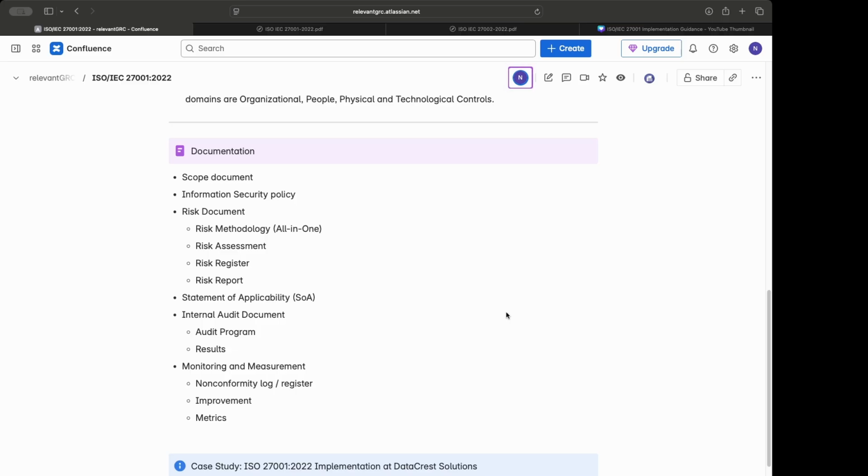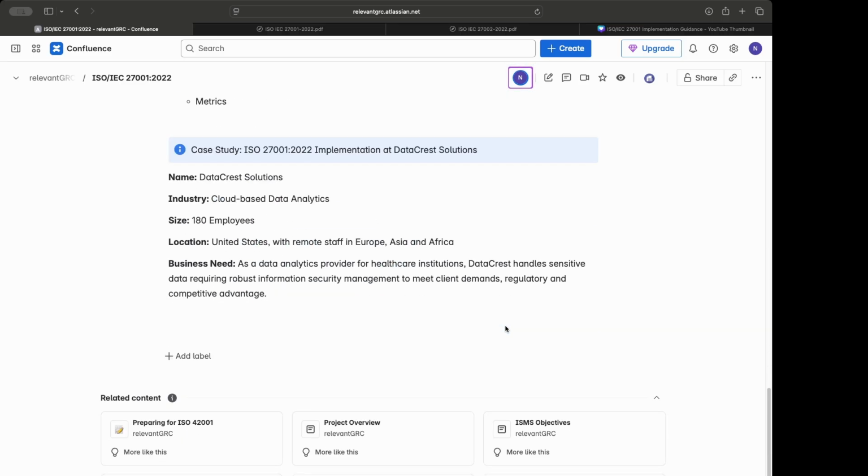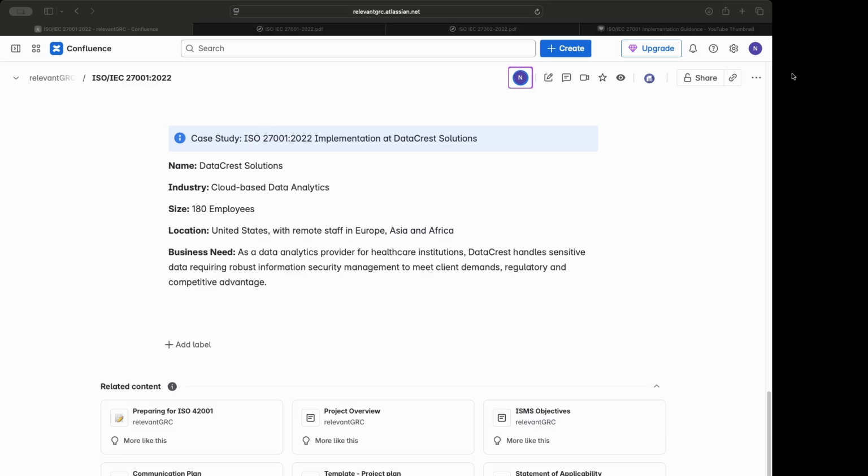of how we can actually implement ISO 27001. Our case study is going to be based on an organization called DataCrest. DataCrest is an organization based in the United States of America, and it has remote staff in Europe, Asia, and Africa. This organization is a cloud-based data analytics software company whose main task is to provide services to healthcare institutions and also handle sensitive information for these healthcare providers that they are working with.